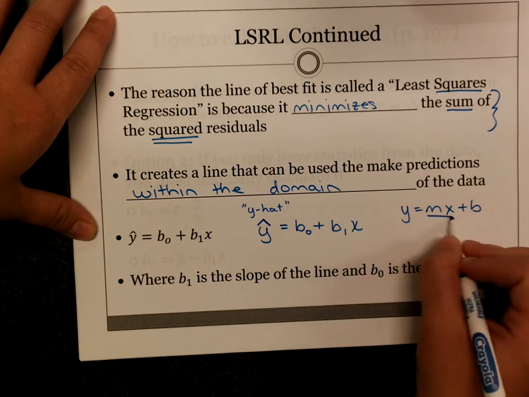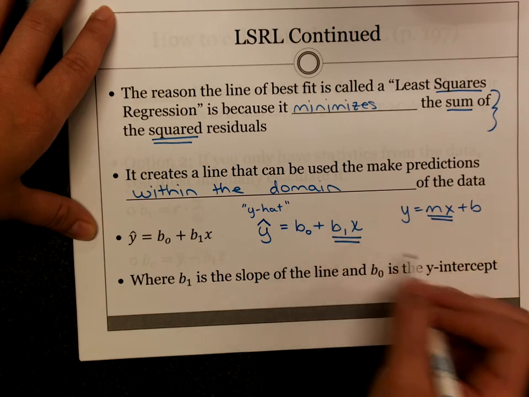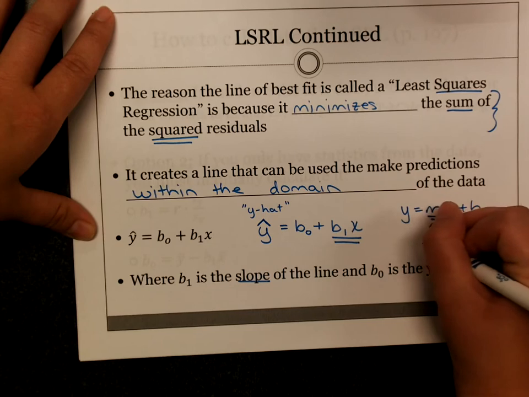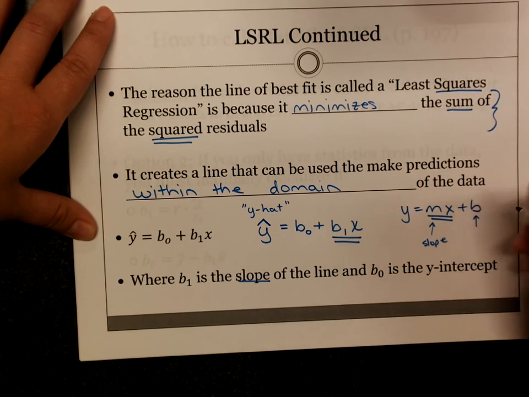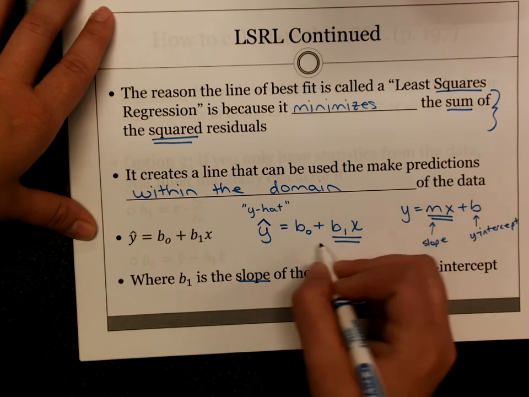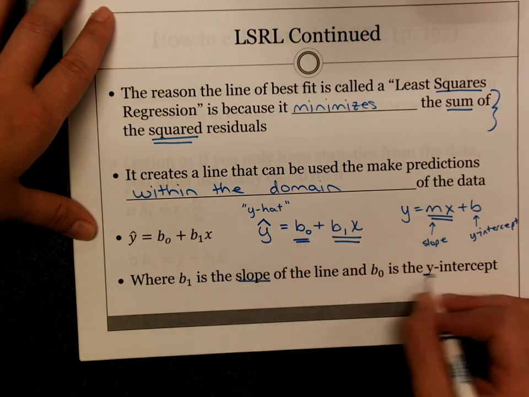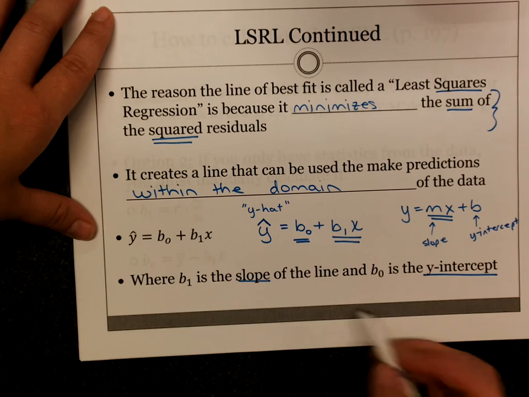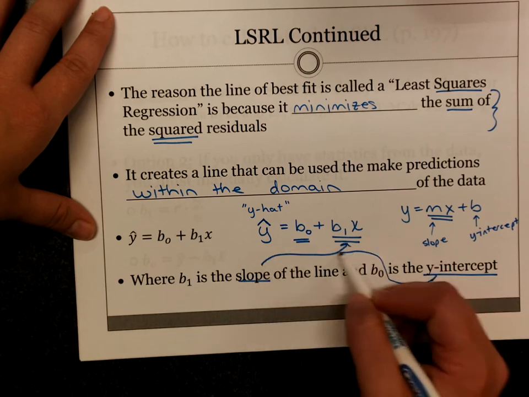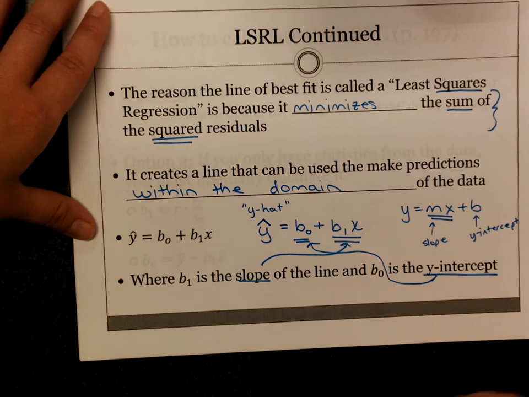The number attached to x, which in this case is b1, is still called the slope, just like it was in algebra. If you remember, m is the slope. And remember, this constant is the y-intercept. It's the same thing, except b naught is first, and it's called the y-intercept. So it's a little switched than it was in algebra, but it's the same idea.